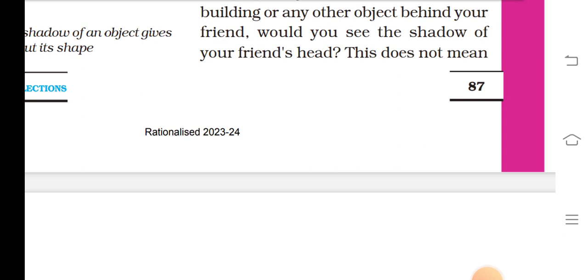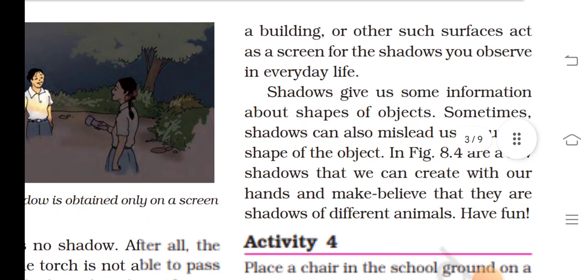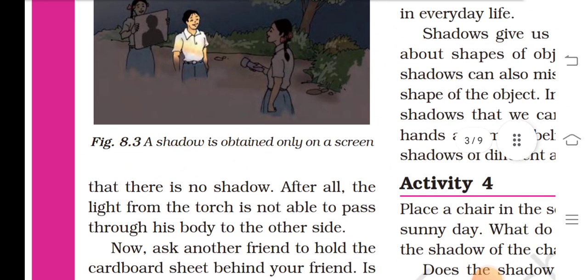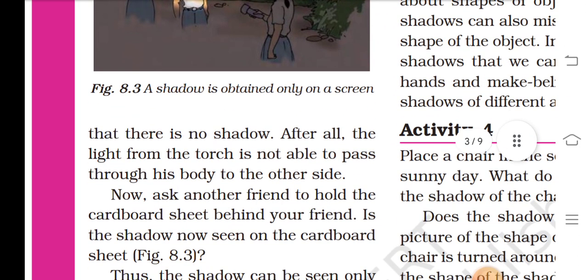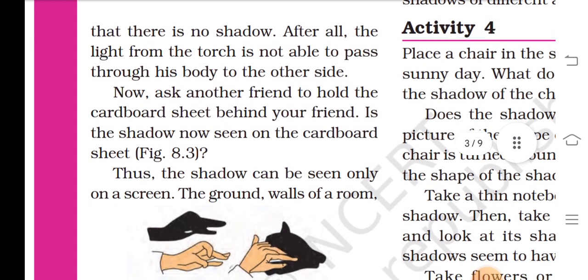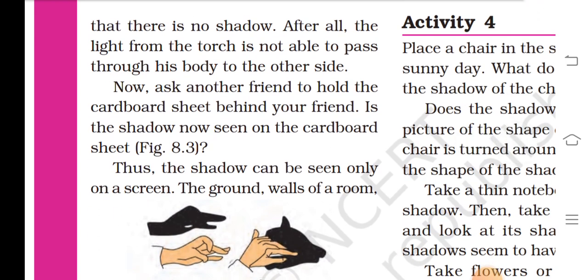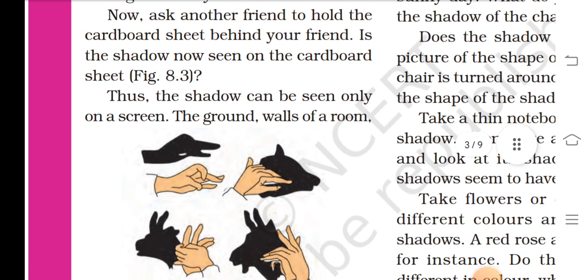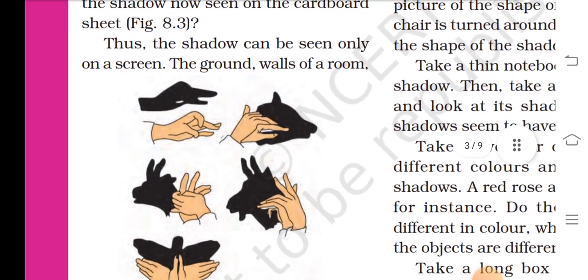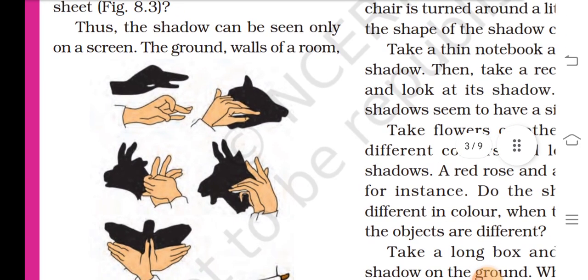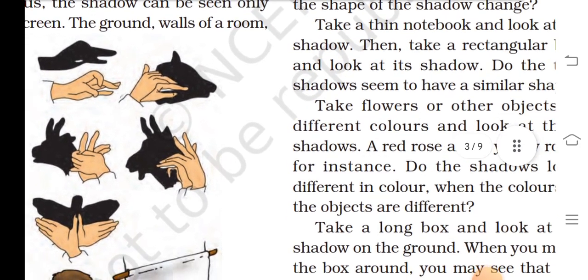friends' heads? This does not mean that there is no shadow after all. The light from the torch is not able to pass through the body to the other side. Now ask another friend to hold the cardboard sheet behind your friends. Is the shadow now seen on the cardboard sheet? Thus the shadow can be seen only on a screen, the ground, or a wall of a room.